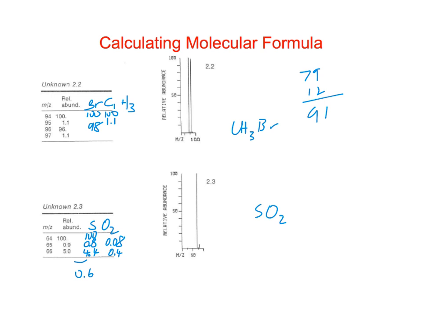I think they should be 3 oxygens. Right, but if we add 3 oxygens, if we have SO3, what's the molecular mass? It would be 80. So that's too high. Even though the A plus 2 would fit perfectly, the mass doesn't fit, right?